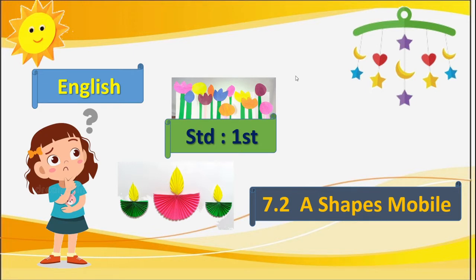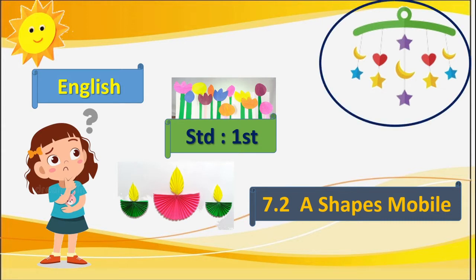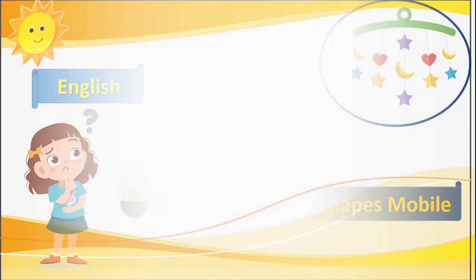Yes, okay. Now dear children, today we will try for this object. This is called a shapes mobile. Let us learn to make this shapes mobile along with Mona. Okay, shall we move? Here first, listen, read and do.